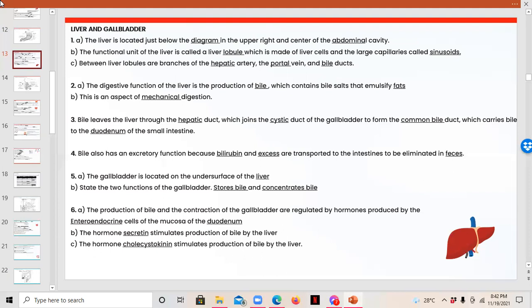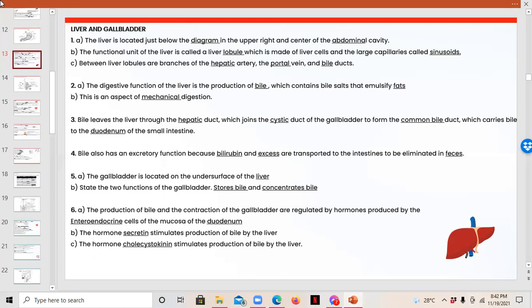Number 4. Bile also has an excretory function because bilirubin and excess cholesterol are transported to the intestines to be eliminated in feces. Number 5A. The gallbladder is located on the undersurface of the liver. Letter B. State the two functions of the gallbladder. Stores bile and concentrates bile.